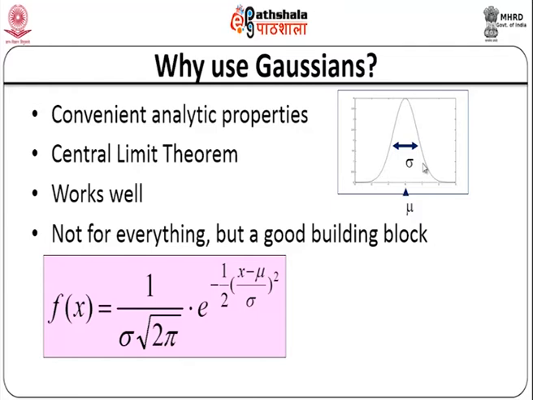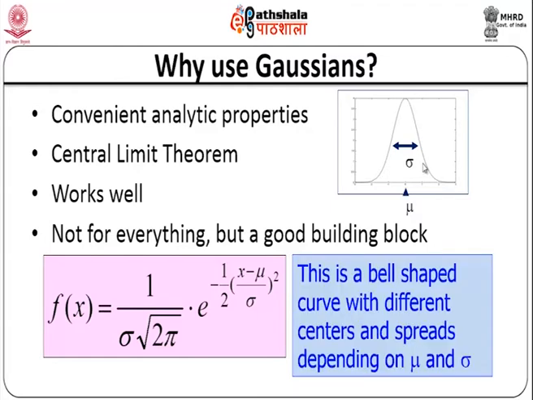Now, assuming a distribution shape is one thing, but assuming the parameters of the distribution, which are your mu and sigma, is where the challenge lies. So, what we are trying to do is, we assume the data fits a Gaussian, but once we assume that, we have to find the values of mu and sigma. That is the basis. Okay. This is a bell shaped curve with different centers and spreads depending upon the values of mu and sigma. Mu will decide the center and sigma will decide the spread or the variation.